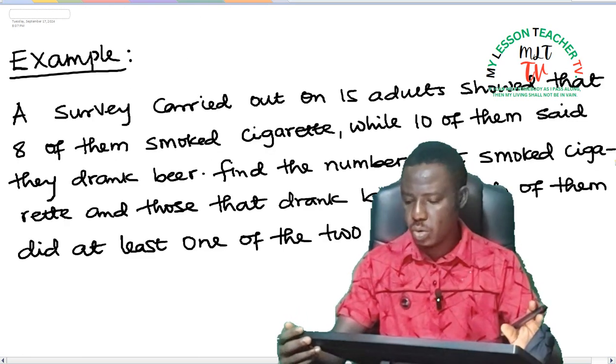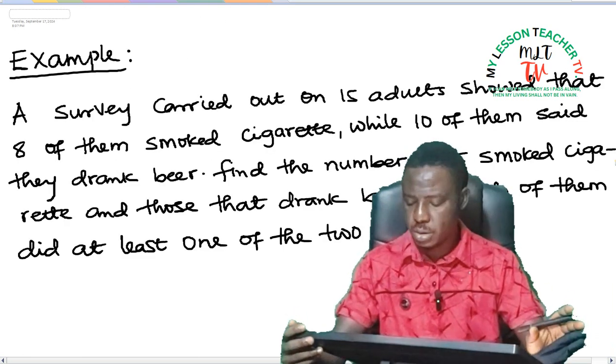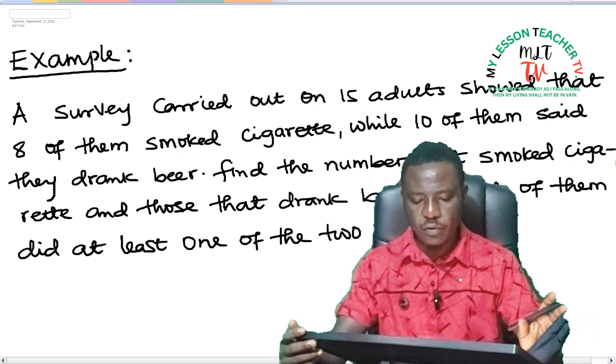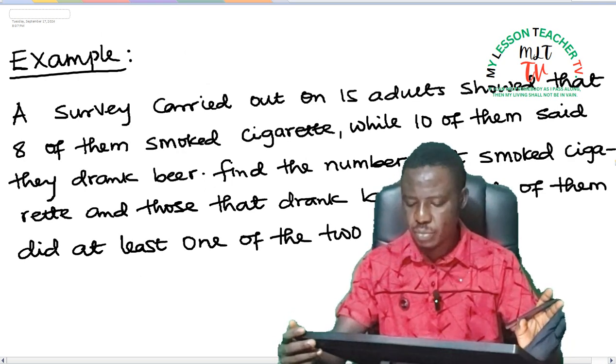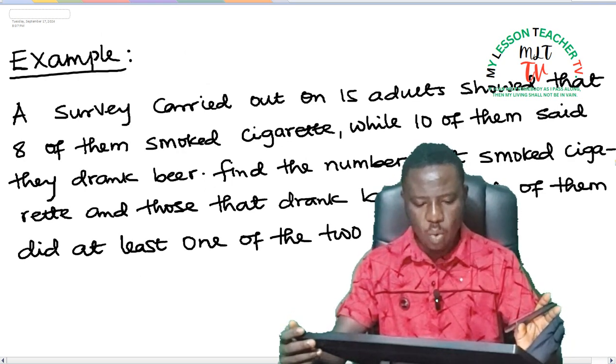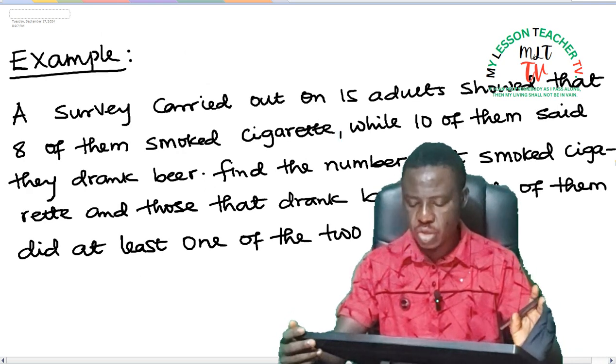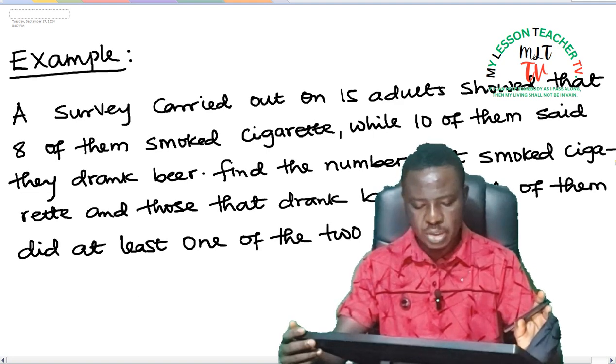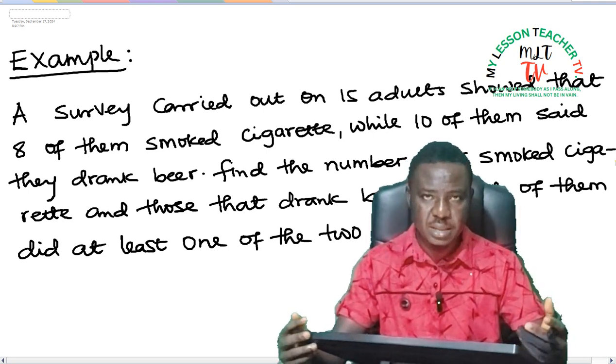Example 1 on two subset problems. The question says, a survey carried out on 15 adults showed that 8 of them smoked cigarettes, while 10 of them said they drank beer. The question says we should find the number that smokes cigarettes and those that drank beer if each of them did at least one of the two acts.